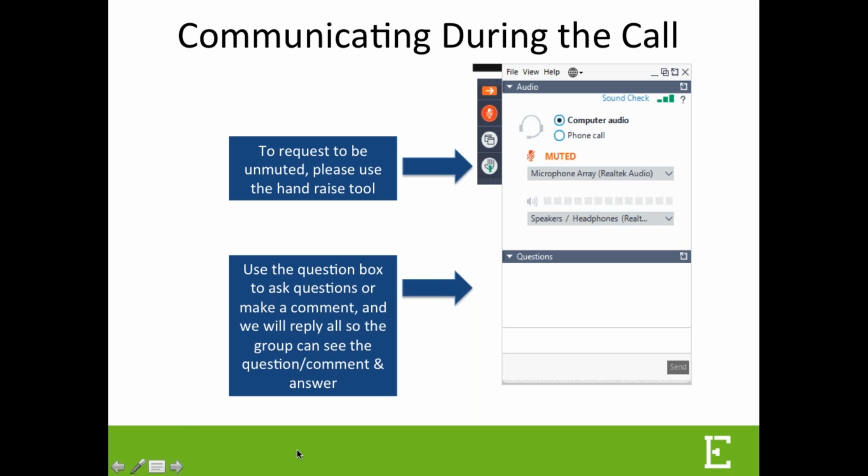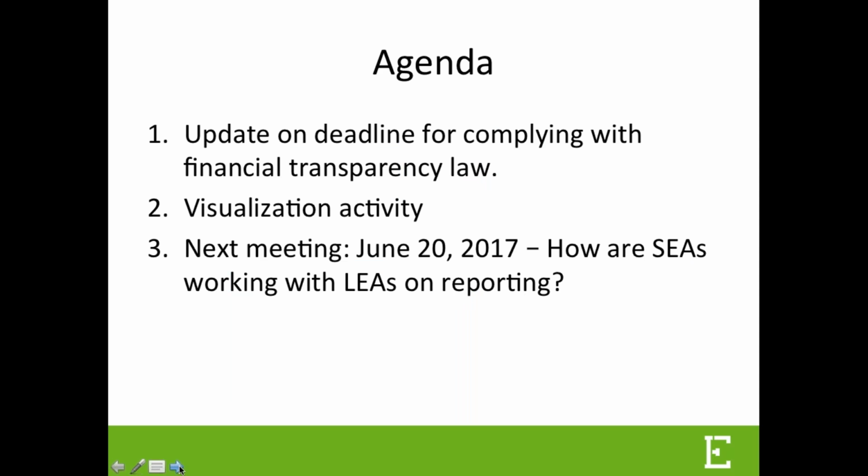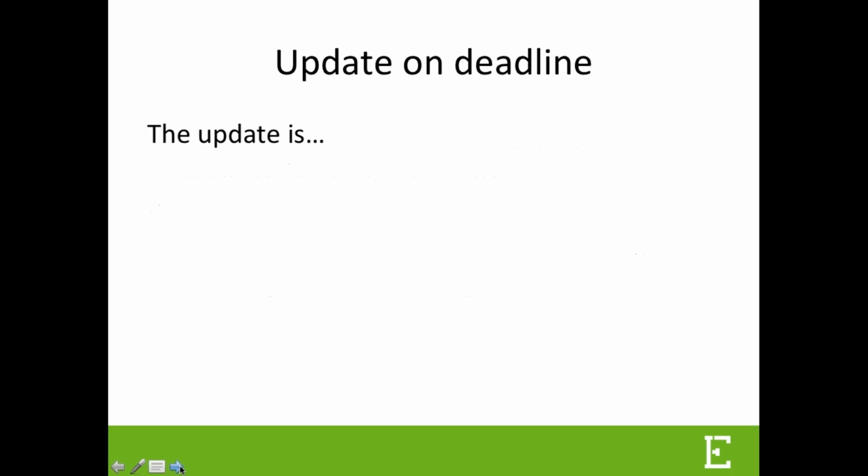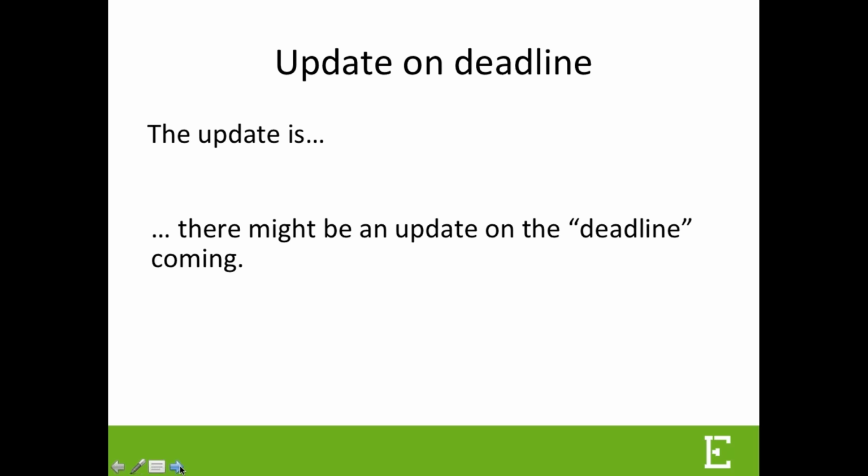Today's agenda. First, we sent out an email, but we will have an update on the deadline for complying with the financial transparency part of ESSA law. First, we'll cover that. Then we're going to spend the bulk of our time on this visualization activity, and then a few updates, including an update on the next meeting, which is June 20th, and what we're planning, a few other updates as well.